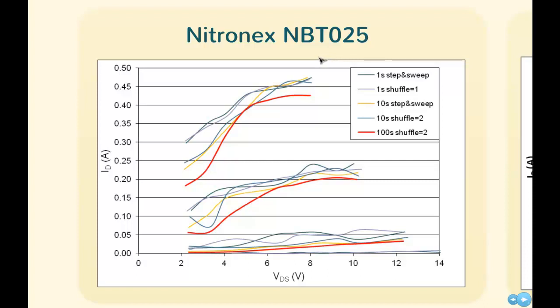The way you work out that the pulse width that you're using is not sufficient is that you repeat the measurement in a different order. So you explore different points in the characteristic in different orders. That's why here we're saying shuffle and step and sweep. And then you end up with different curves. If you've chosen the right pulse length for your IV characterization, then it shouldn't really matter which way you go around the characteristic. You should always get the same curve. And we can see here that when you're using 100 seconds, this is the case.